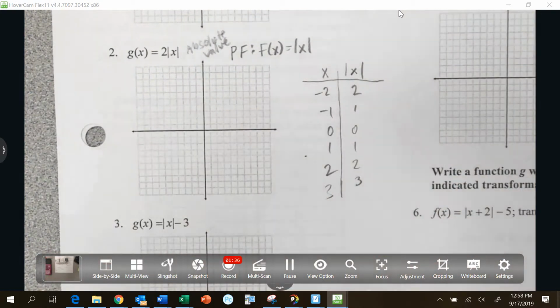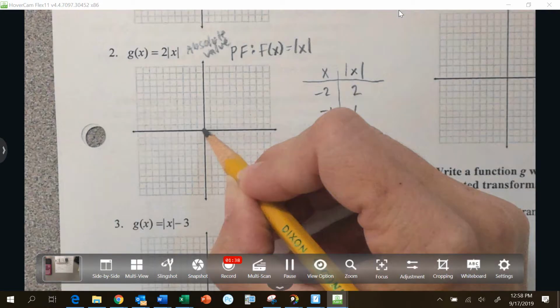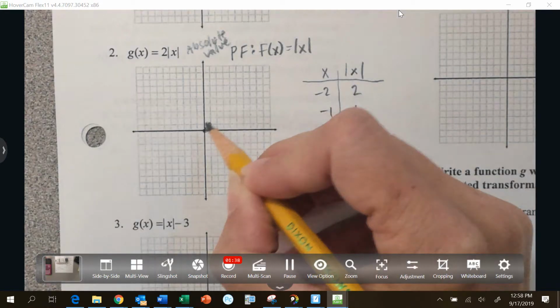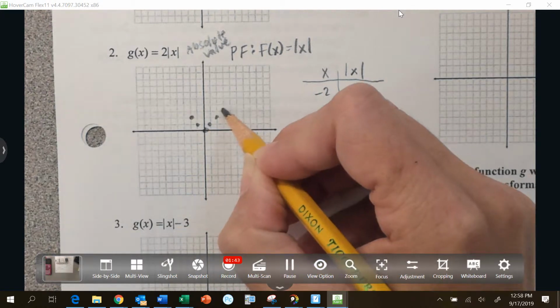This is our parent function. I'm going to dash these on the graph. Like a V.